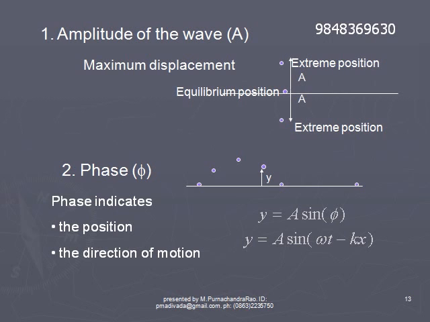In the case of a wave, the equation of a wave is given by y = a sin(omega t minus kx). This omega t minus kx is known as the phase of the wave, and it gives the position of the particle and the direction in which it is set to move. So the phase indicates the position and the direction of motion.